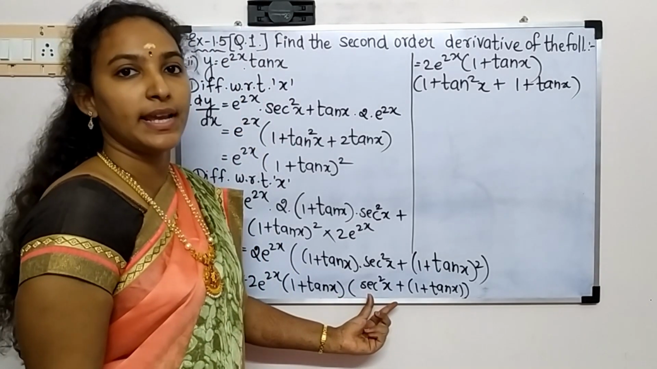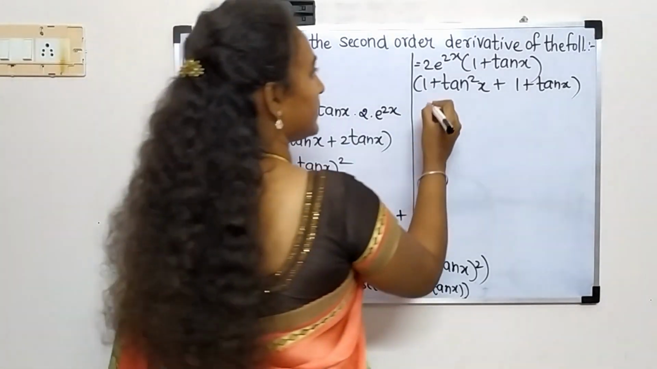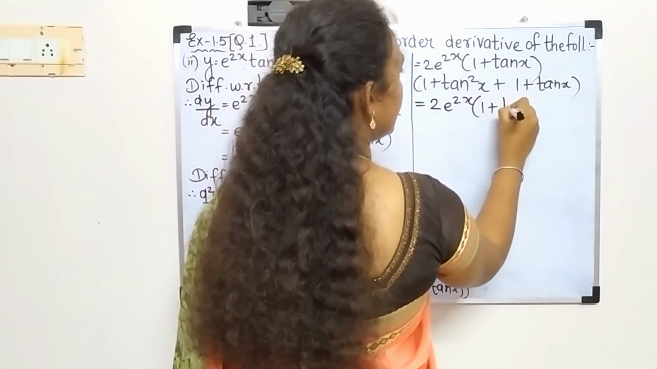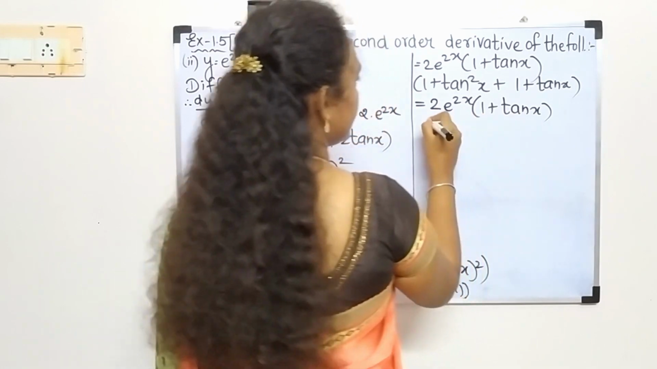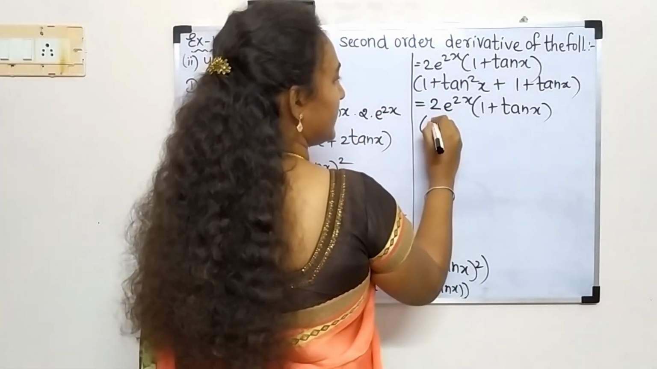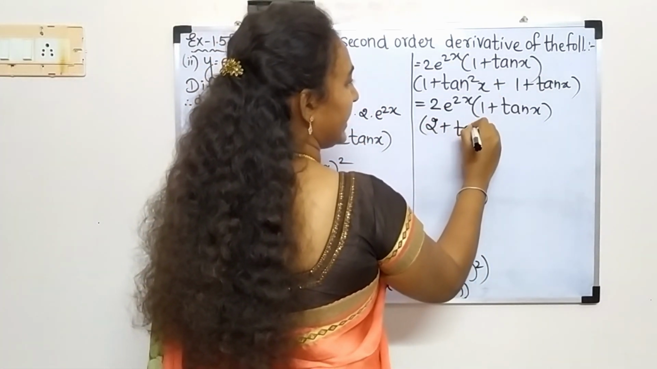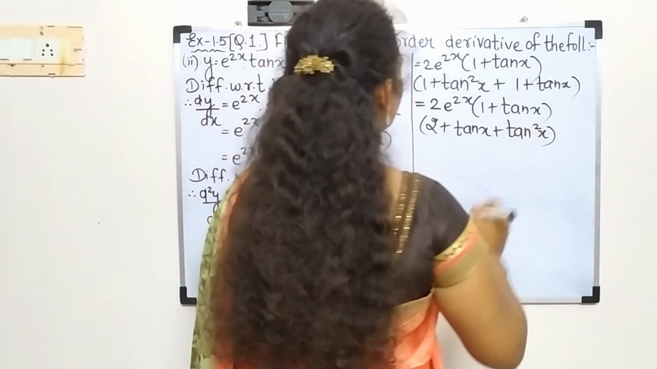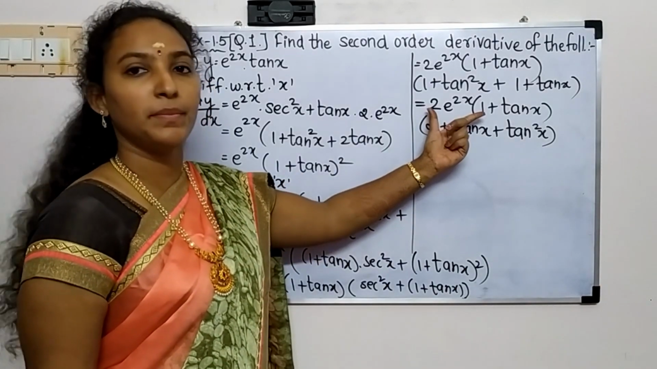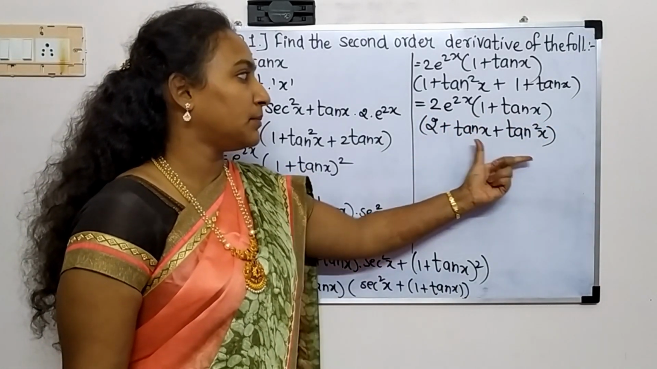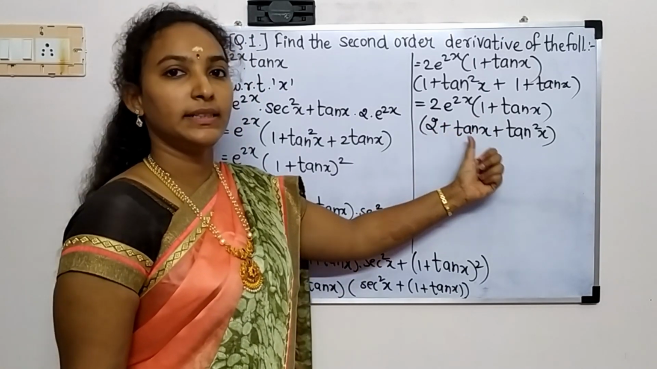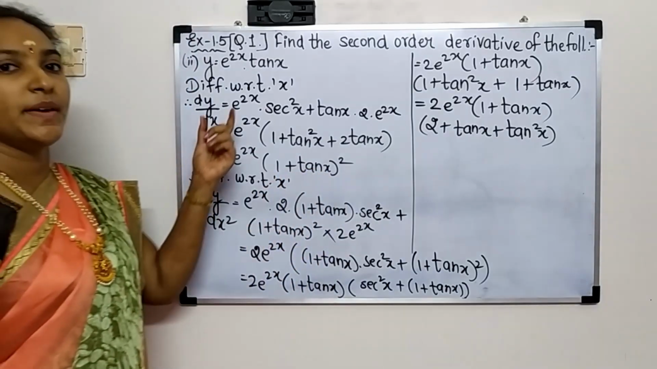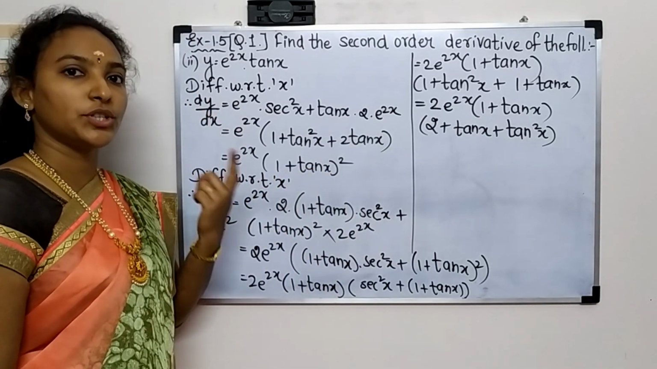Now let us convert this sec square x into tan x. In place of sec square x we are writing 1 plus tan square x. So this is equal to 2 e power 2x into 1 plus tan x multiplied with 1 plus 1 is 2 plus tan x plus tan square x. Okay, so the final answer is this, 2 e power 2x 1 plus tan x multiplied with 2 plus tan x plus tan square x, all are in the multiplication form. So we completed our question number 2. Now we can move on to question number 3.